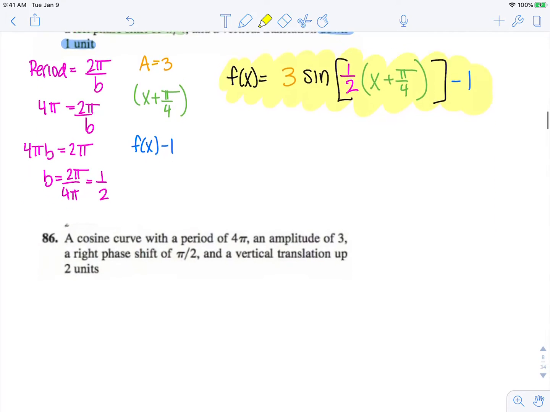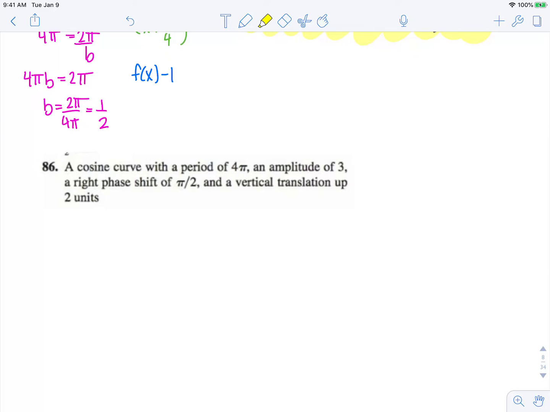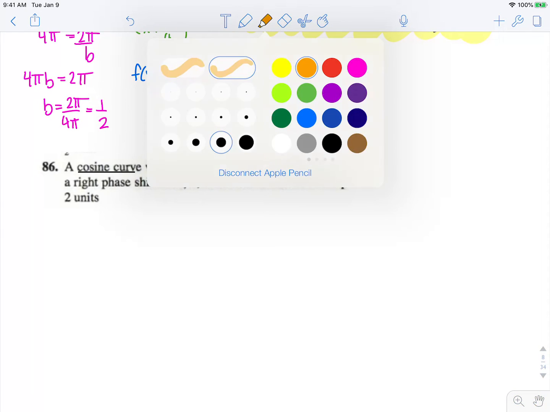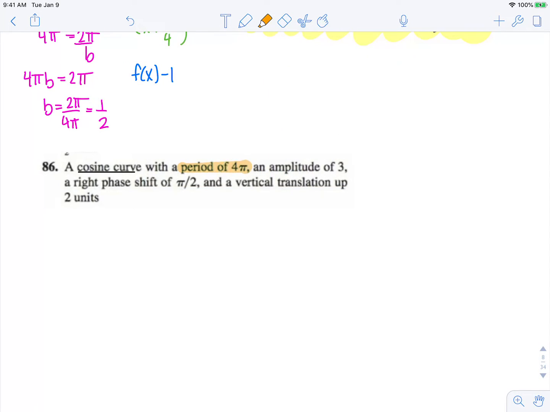Same idea here in number 86. Now we want a cosine curve. And now they tell us our period is 4 pi. So that means that 4 pi equals 2 pi over b, or 4 pi b equals 2 pi, b equals 2 pi over 4 pi, b equals 1/2.